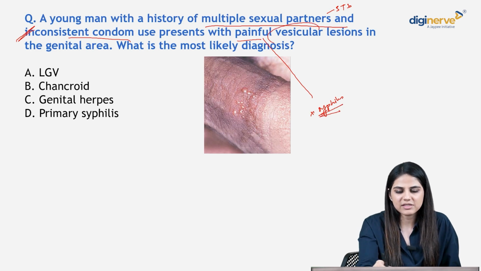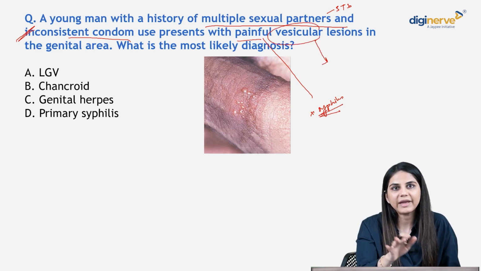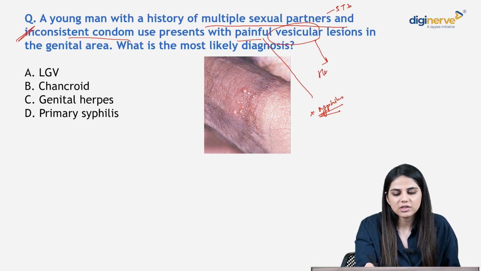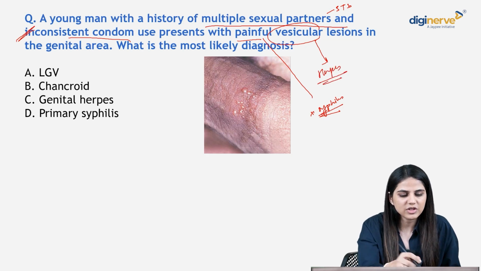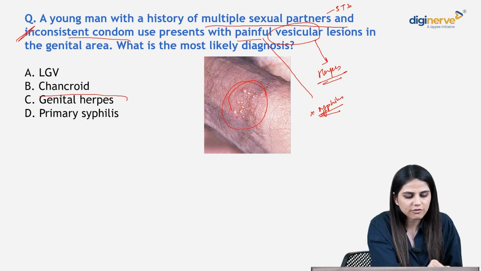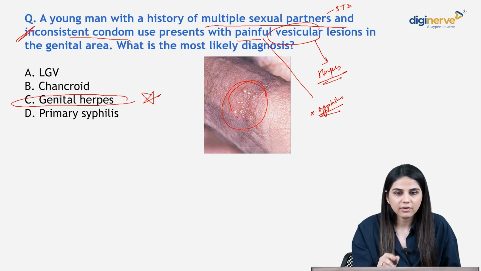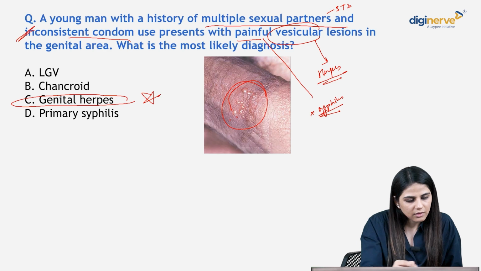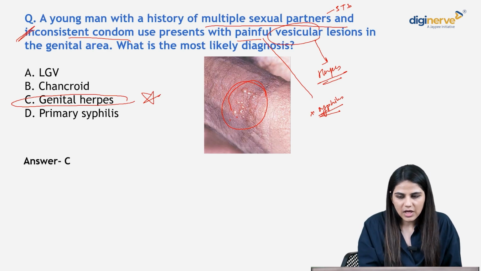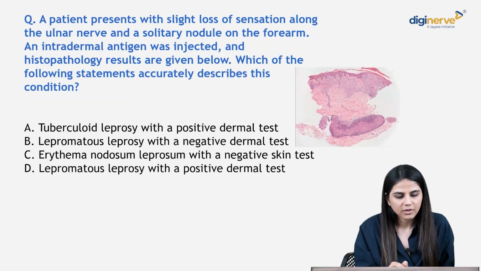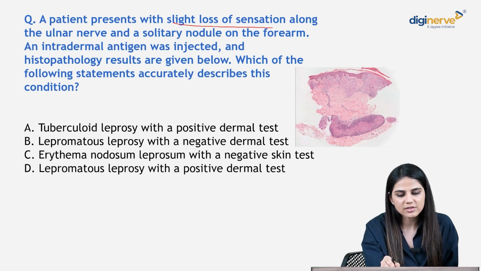Anyway, the next clue is vesicular lesion. So it cannot be any other STD. Vesicular is herpes on the genital area. So multiple grouped vesicles are characteristic of genital herpes. Remember that. None of the others show vesicular lesions. Alright. Answer is C.